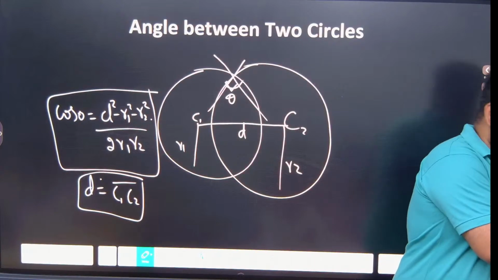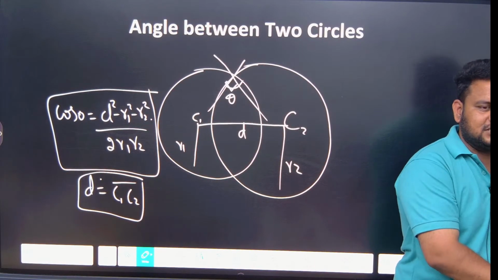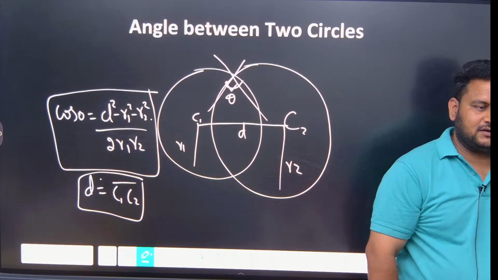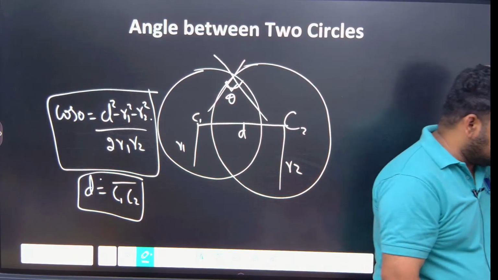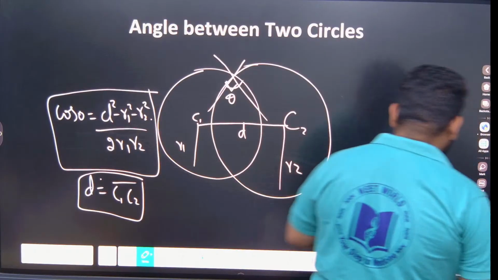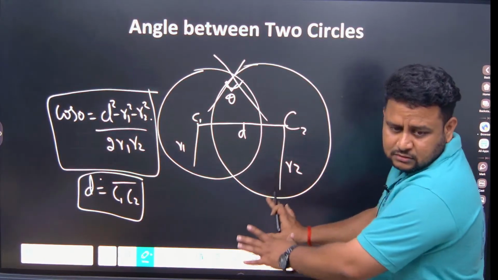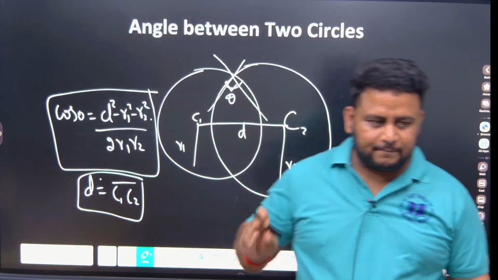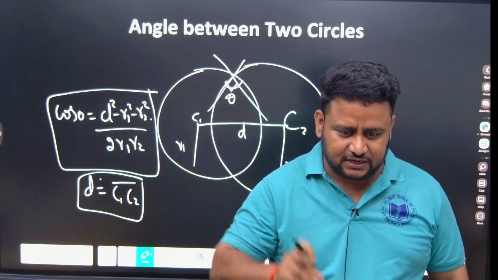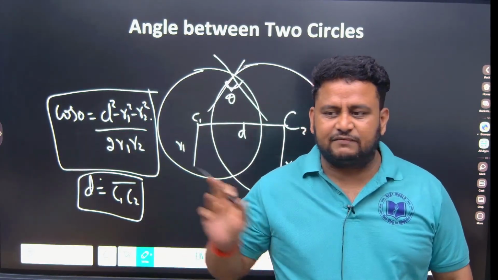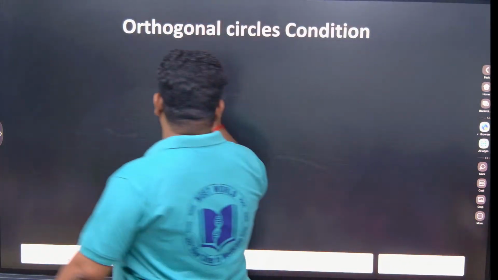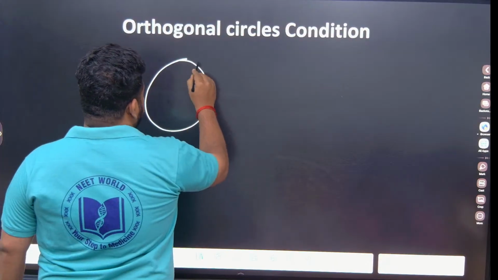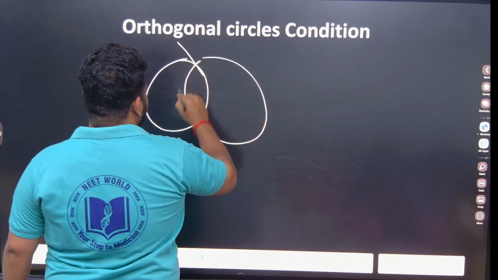Next we will be studying about orthogonal circles. Orthogonal circles means perpendicular. The angle between them is 90 degrees. For that the condition is, you have to write down 2 conditions. Cos theta is equal to D square minus R1 square minus R2 square by 2 times R1 R2. Orthogonal circles means the angle between them will be 90 degrees.